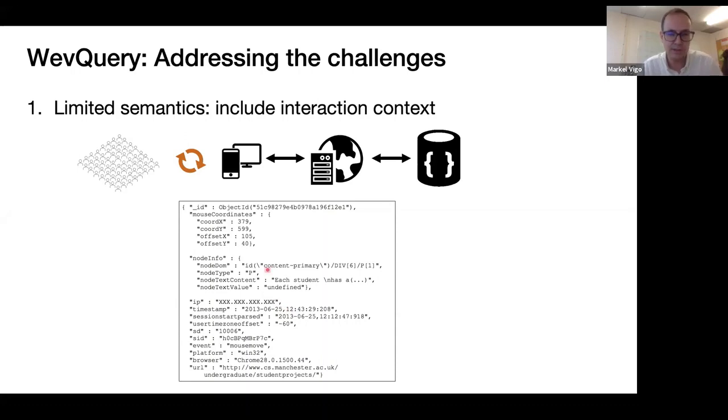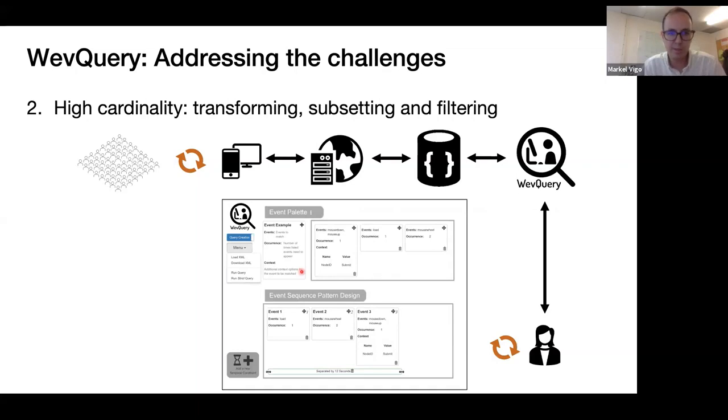So you can treat this data point as a triple, right, of a timestamp, an event, and the location of the event on the screen. The second problem about having noisy outputs and high cardinality, a lot of unique events, is addressed by giving tools for transforming, subsetting, and filtering the events.